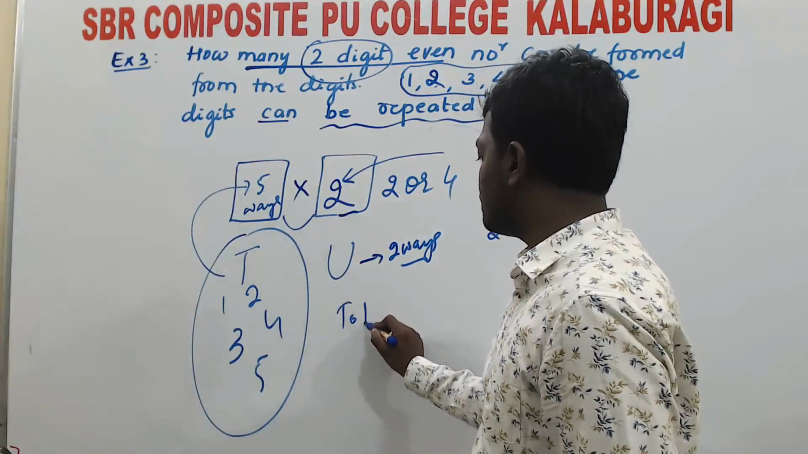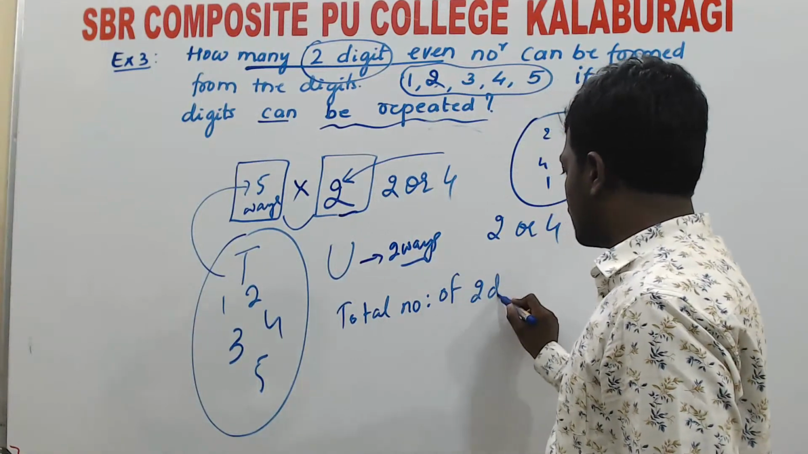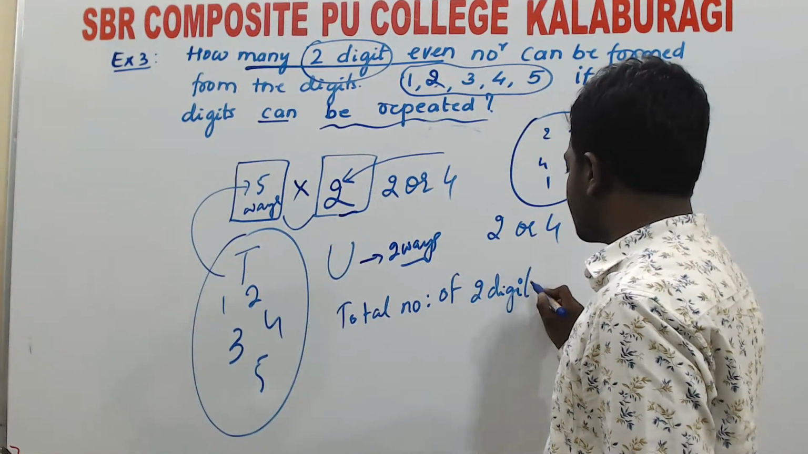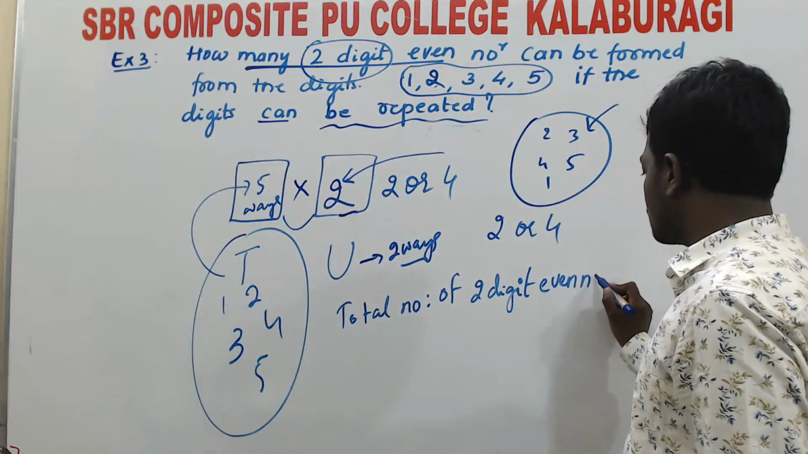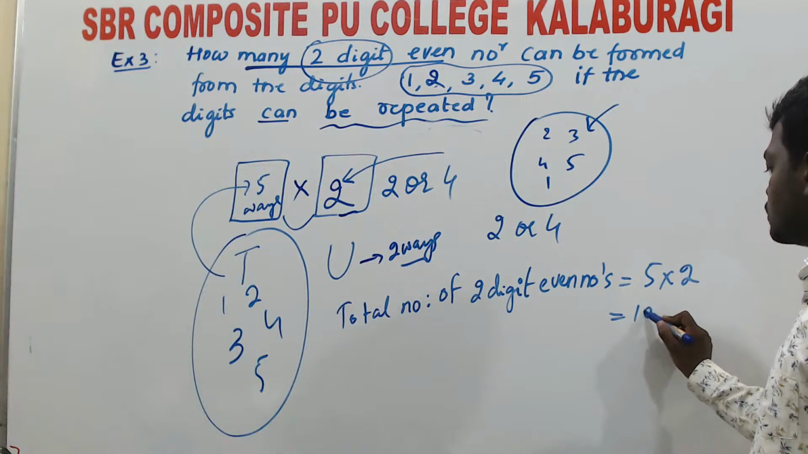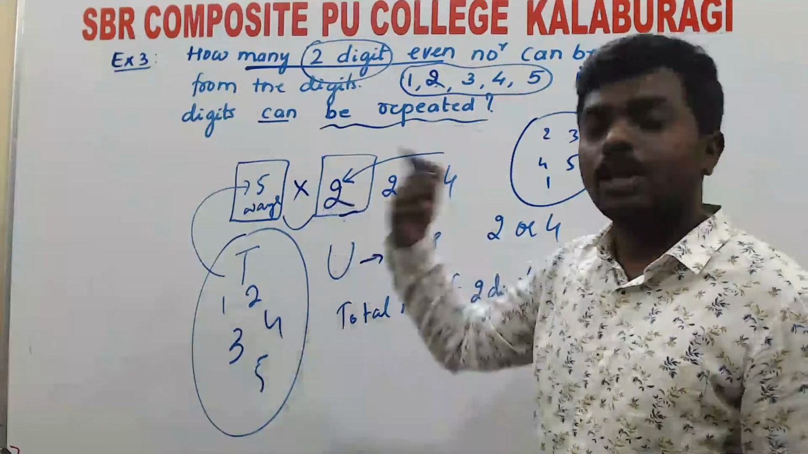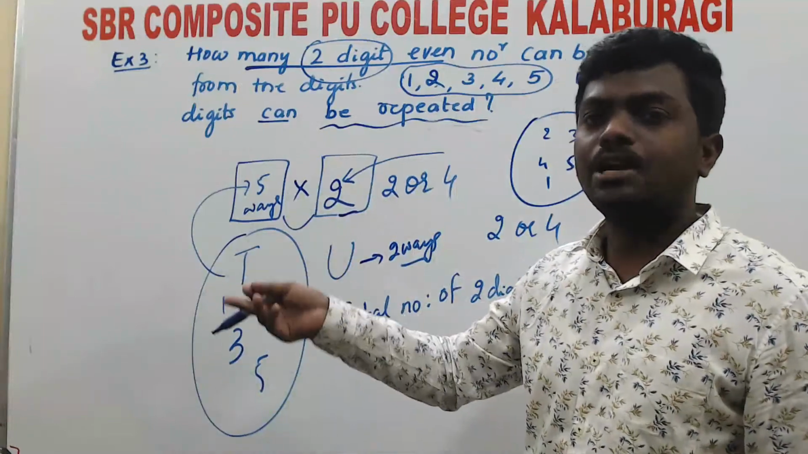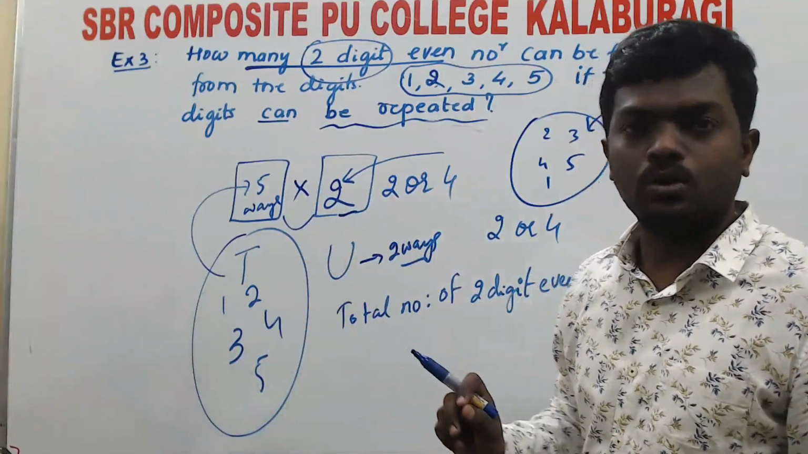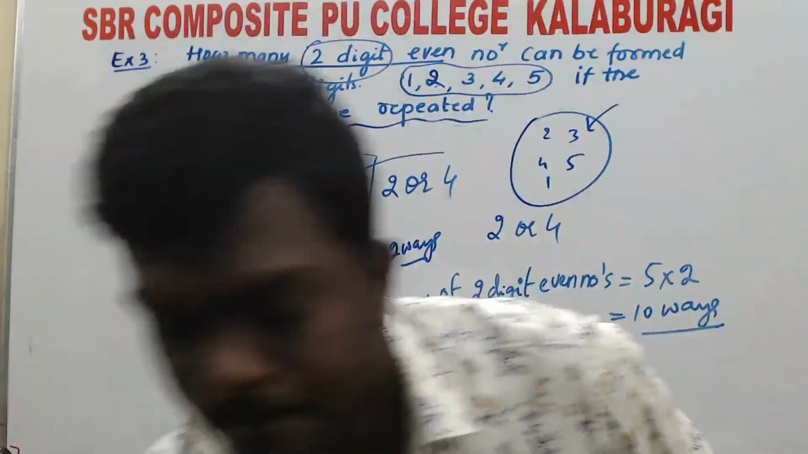The total number of, this is important, not just two-digit, but two-digit even numbers, is equal to 5 into 2. So it's 10. And if repetition is not allowed, it's 4 into 2. Okay, you can go back and see.